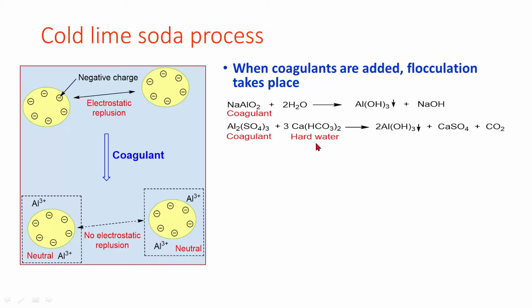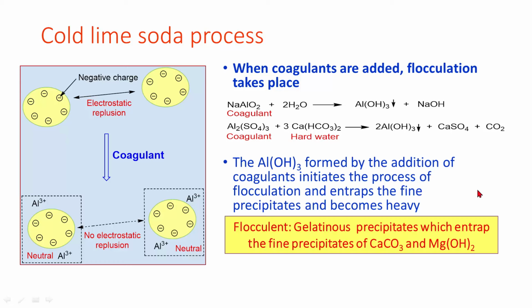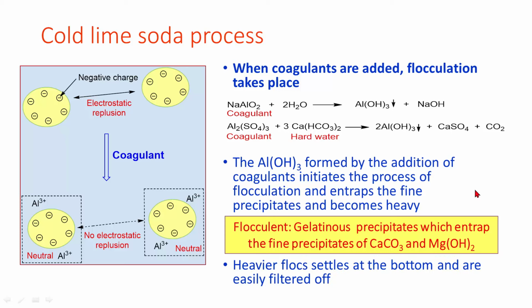So coagulant like sodium aluminate with water give rise to aluminium hydroxide precipitate. Coagulant aluminium sulfate with the hard water, that is calcium bicarbonate, give rise to aluminium hydroxide precipitate. These aluminium hydroxide precipitates are flocculant precipitates. Flocculant is gelatinous precipitates which entrap the precipitates of calcium carbonate and magnesium hydroxide. This results in heavier flocks that settle down at the bottom and can be easily filtered off.